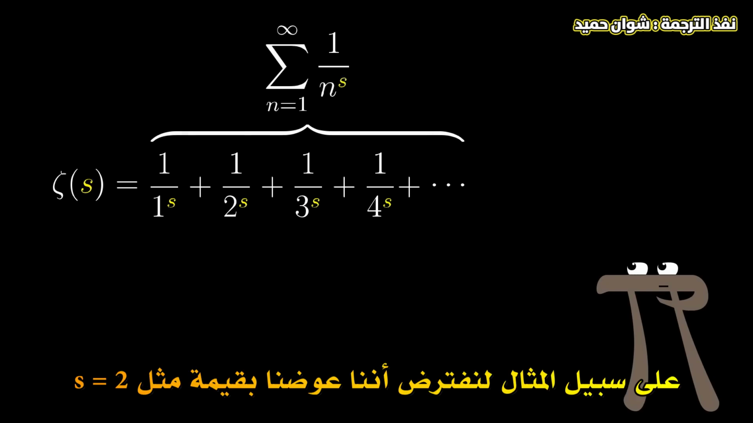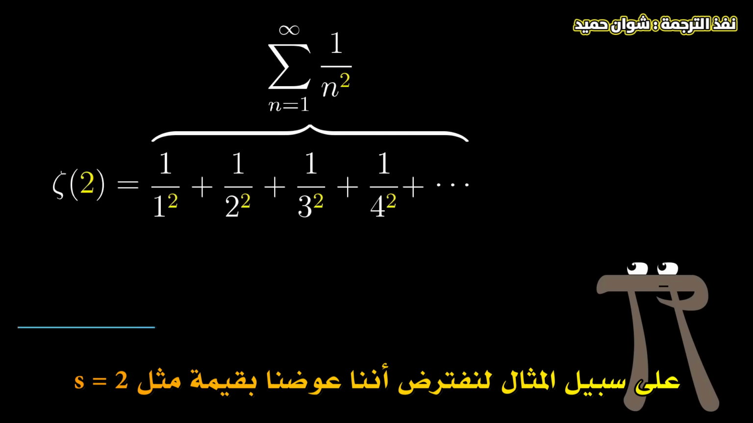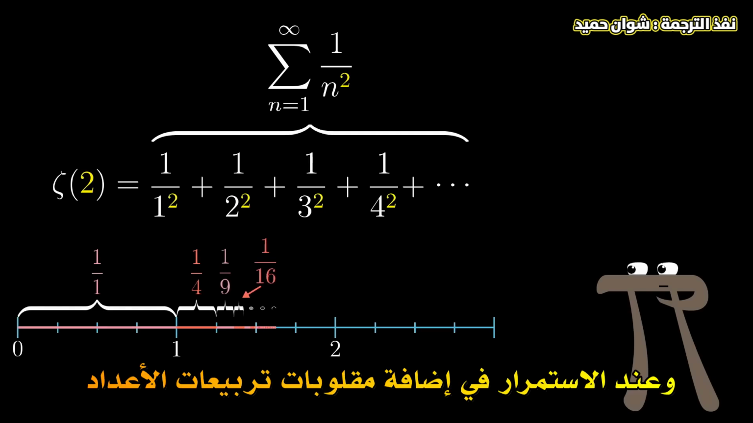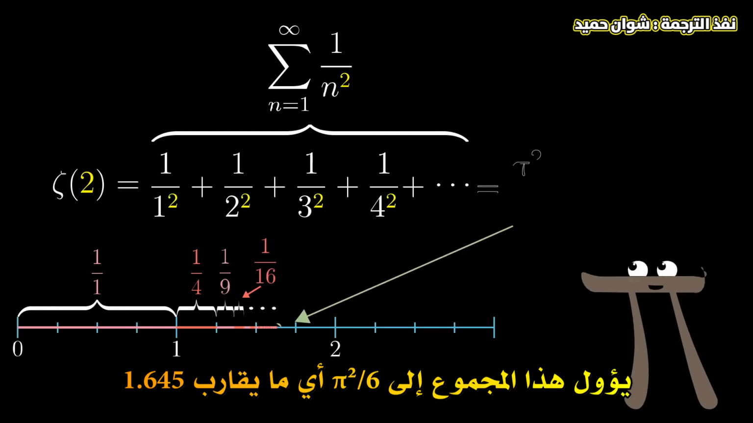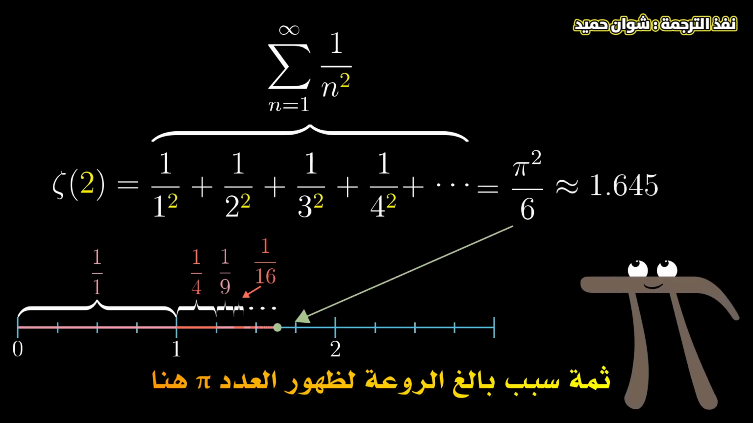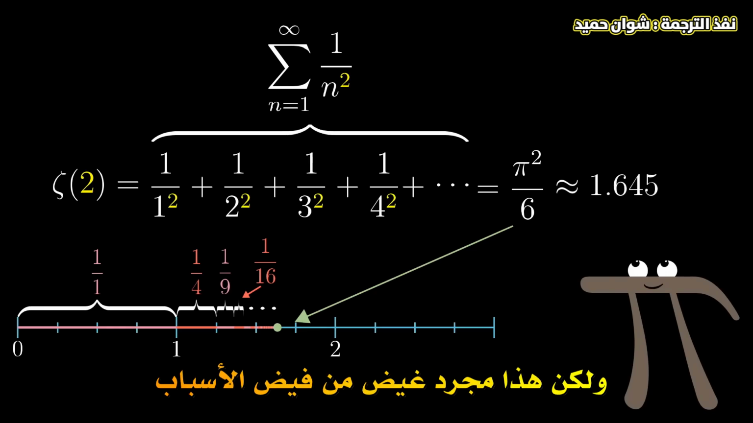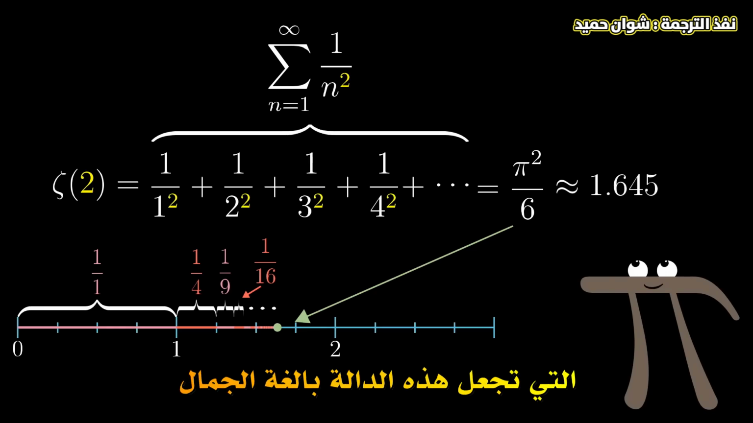So for example, let's say you plug in a value like s equals 2. You'd get 1 plus 1 over 4 plus 1 over 9 plus 1/16, and as you keep adding more and more reciprocals of squares, this just so happens to approach pi squared over 6, which is around 1.645. There's a very beautiful reason for why pi shows up here, and I might do a video on it at a later date, but that's just the tip of the iceberg for why this function is beautiful.